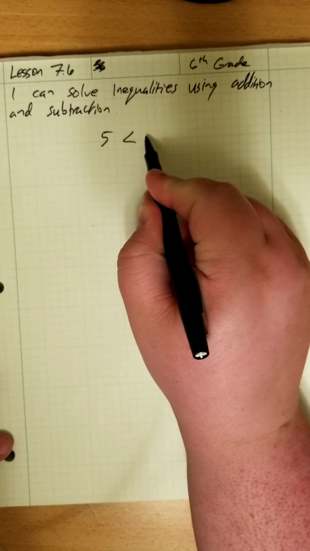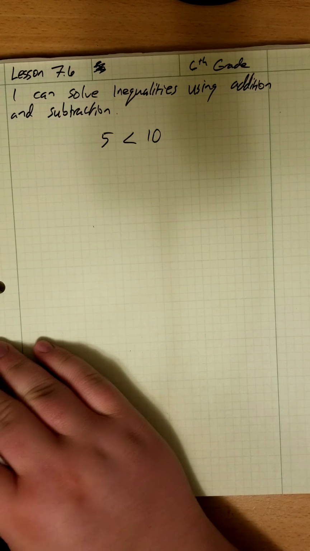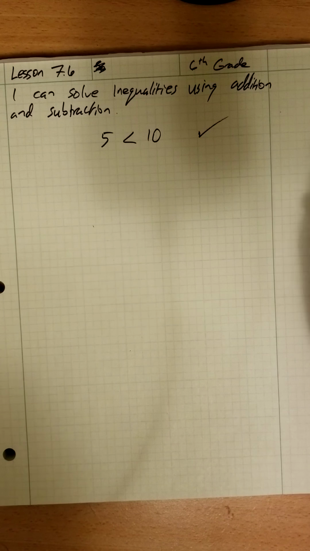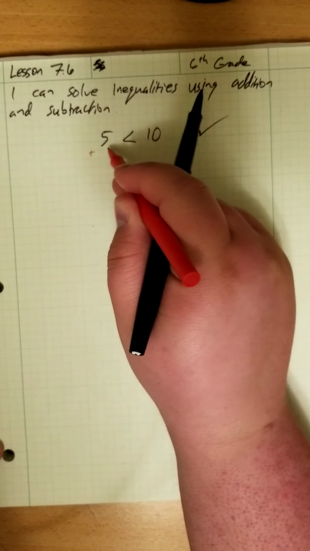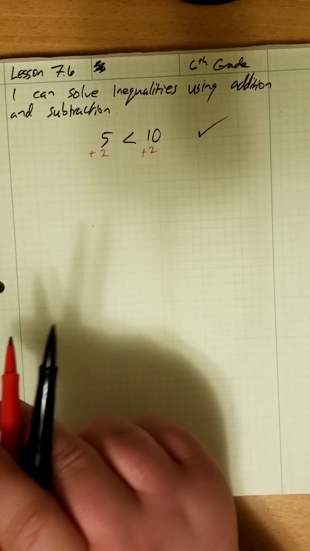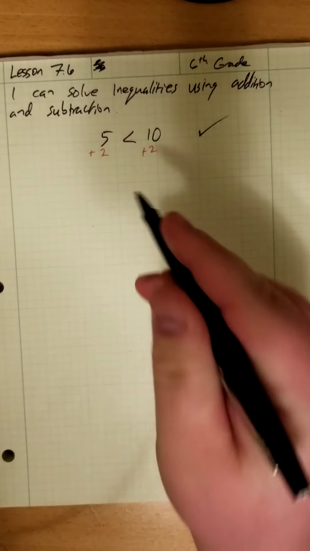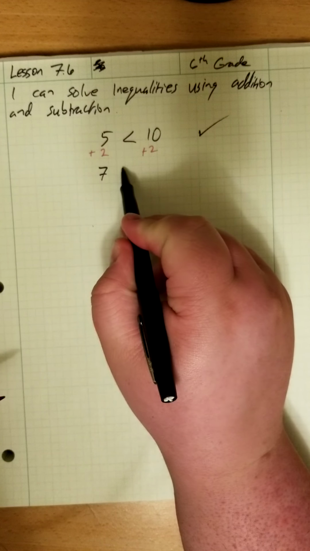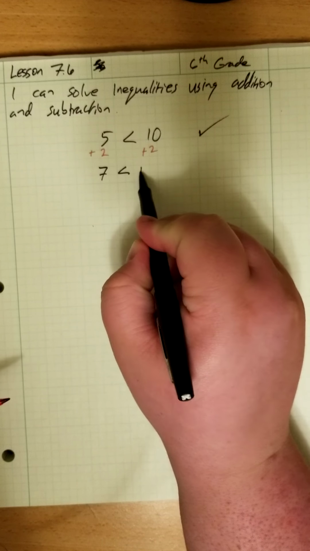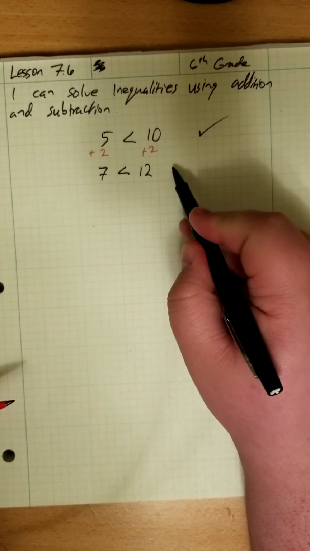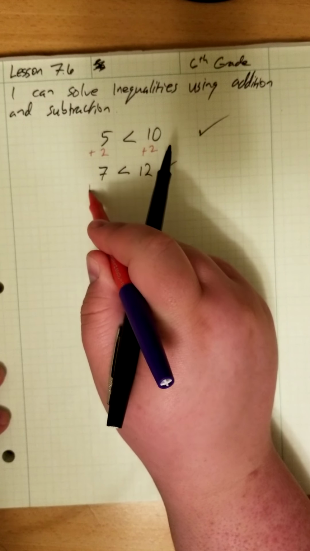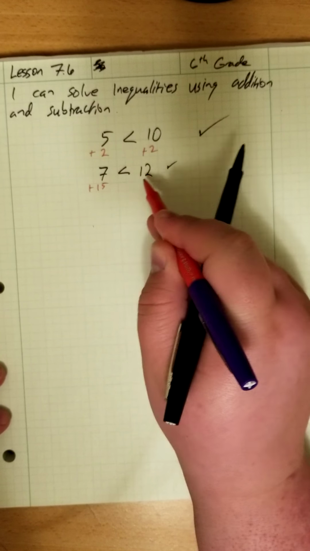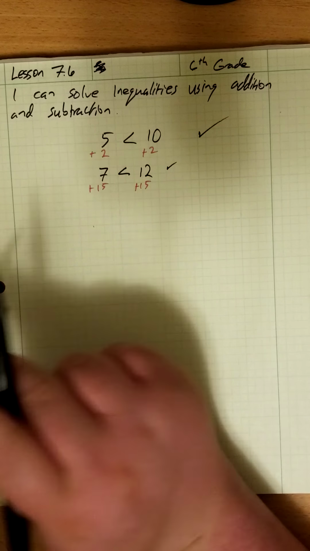5 is less than 10. This is a true statement. Now what I'm going to do is I'm going to add the same number to both sides. So I added 2 to both sides. 5 plus 2 is 7. Is 7 still less than 10 plus 2, which is 12? Well, what do you know, it is?